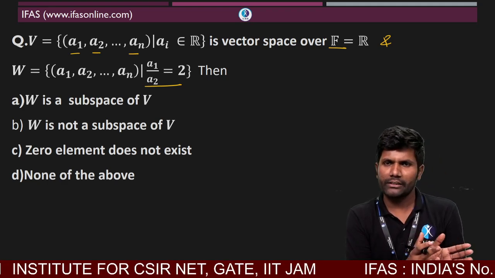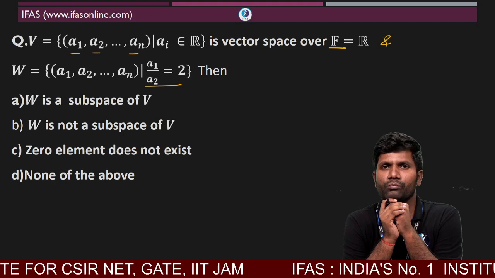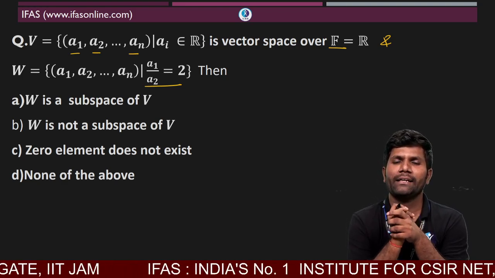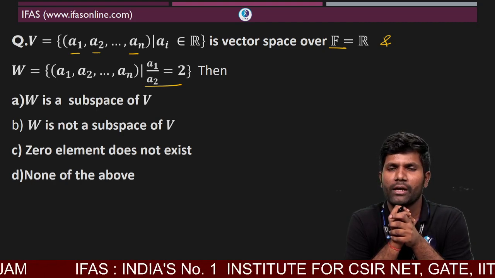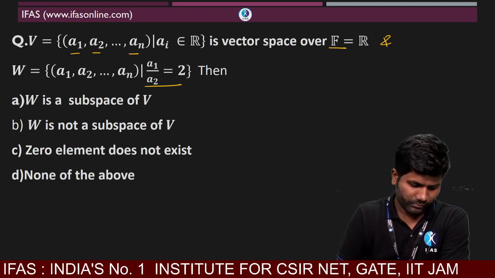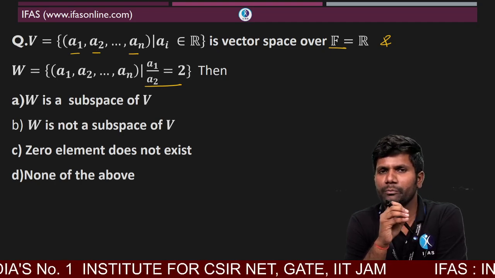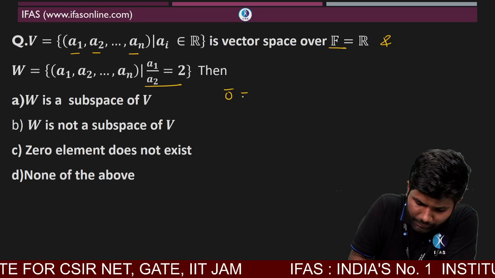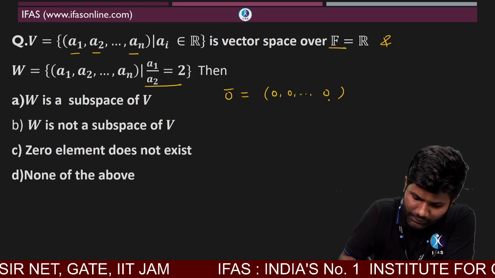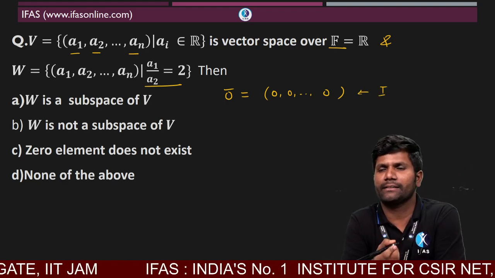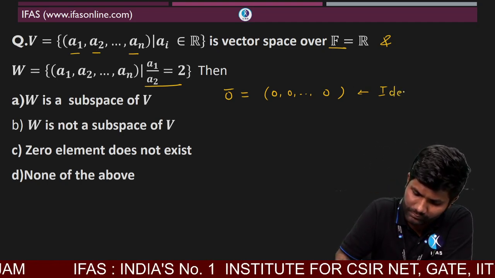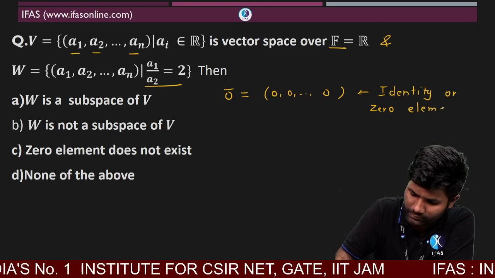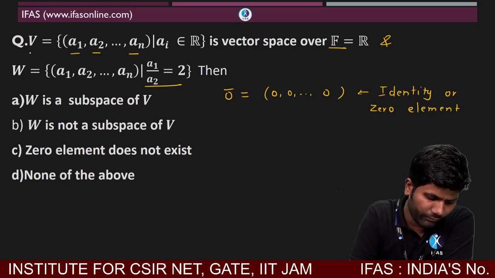It means that V is a vector space and it contains n-tuples, so V is Rn and W is a subset of Rn. W contains all those n-tuples which satisfy the certain condition, and that condition is a1 by a2 is equal to 2. Okay. So first of all check whether the 0 element belongs to W or not. So what is the 0 element of the vector space V? The 0 element is given by (0, 0 and so on up to 0), n-tuples. This is the identity, or you can say the 0 element of the vector space V.